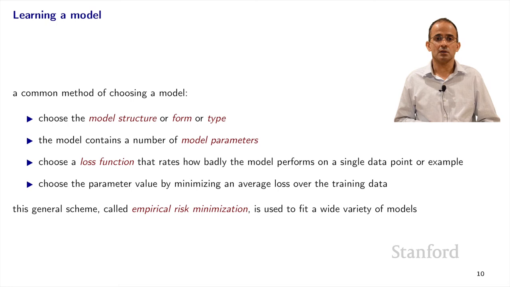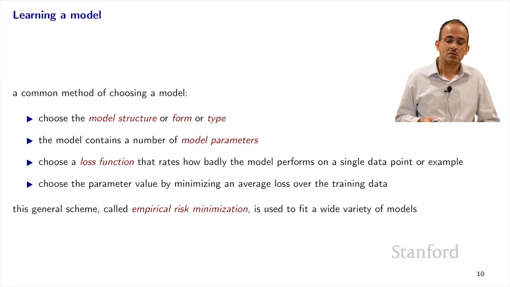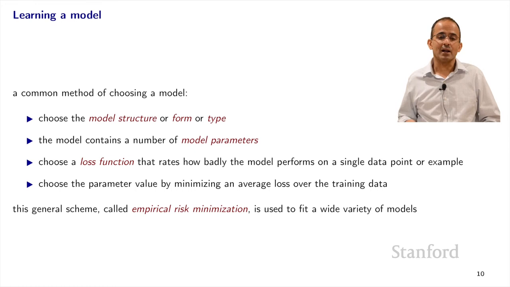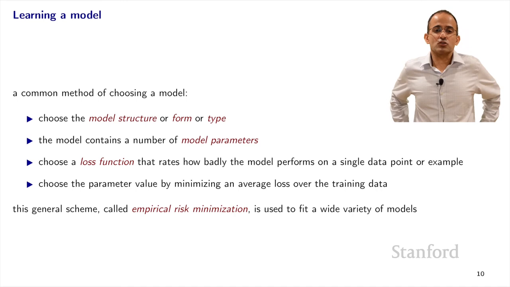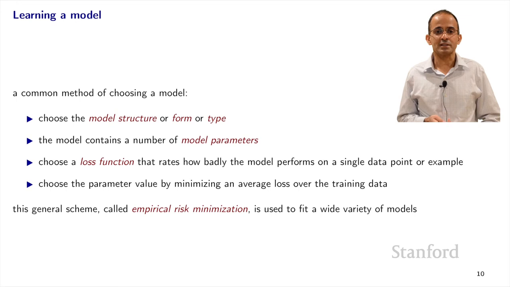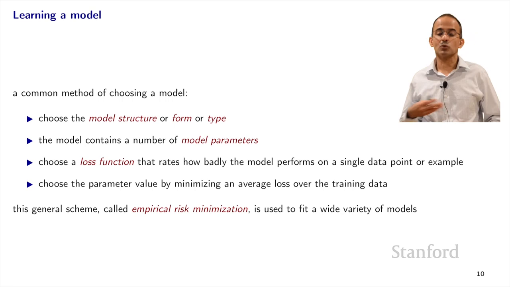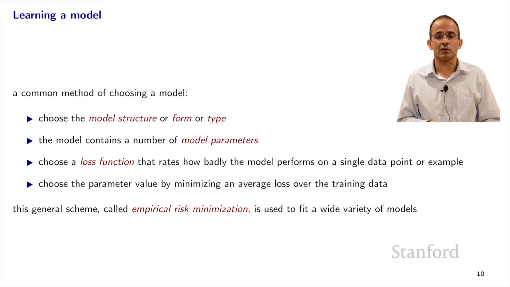What you do is you say, okay, well, I'm going to define a loss function, a figure of merit, which tells me how well the model performs on one single data point. It might be, for example, the square of the error between the predicted amount of rainfall and the actual amount of rainfall. And then we're going to choose the parameter values that enter into the model by varying them and finding the ones that minimize the average loss over all of the training data. This is a very general scheme, and it's extremely widely used in machine learning, and it's called empirical risk minimization. And you can use this to fit all sorts of models. All of the models that we've talked about so far in this section can be fit using empirical risk minimization.